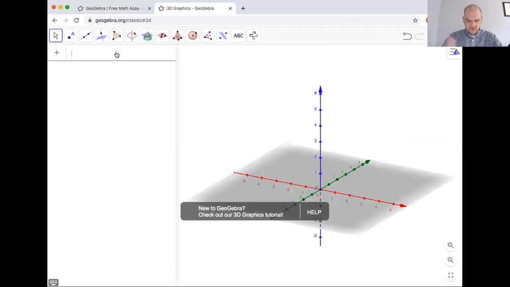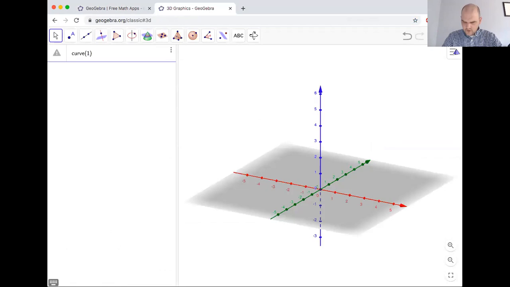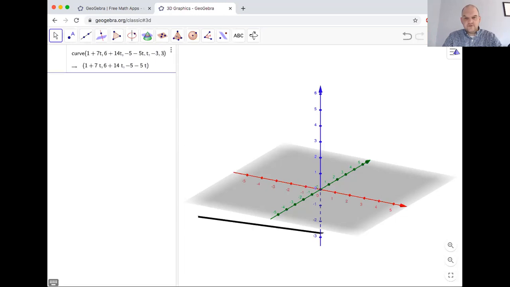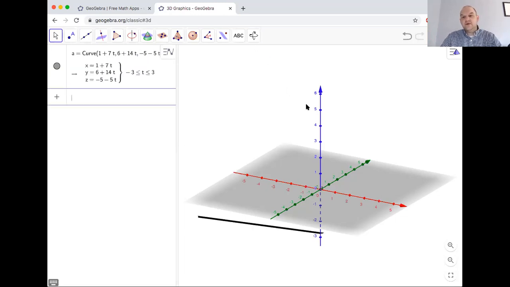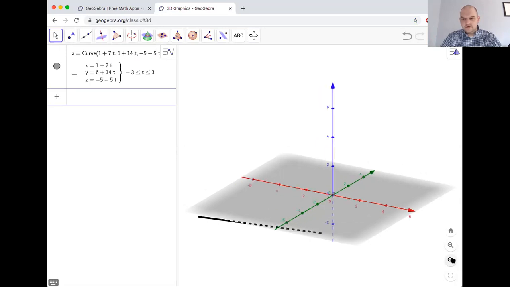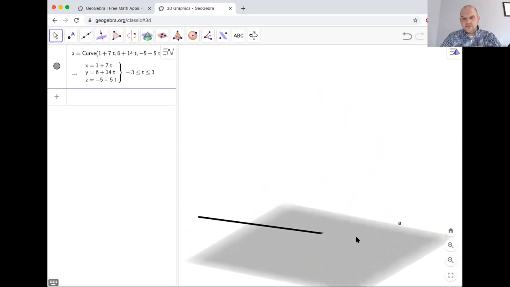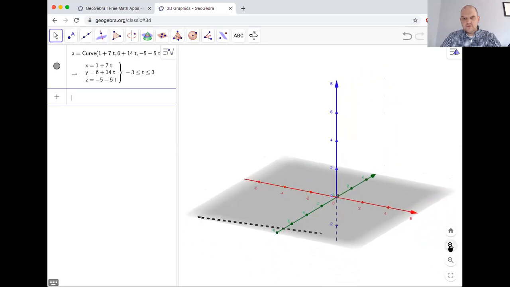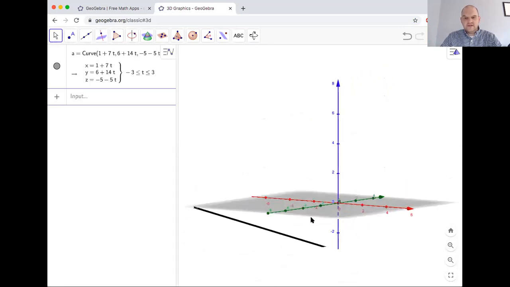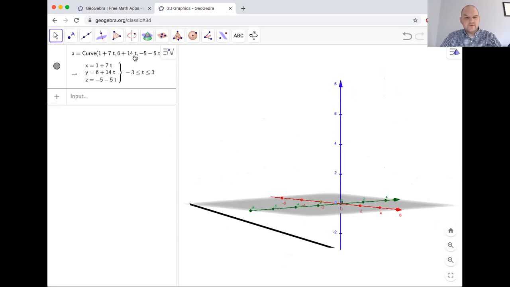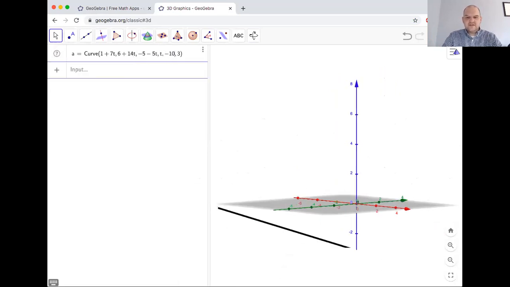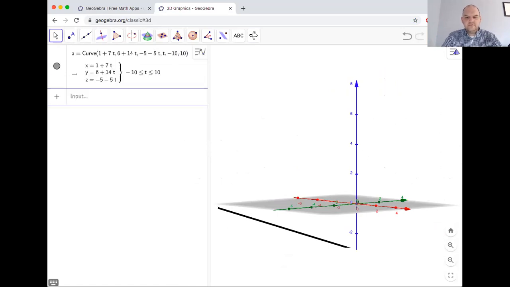Okay, so I'm going to plot the original line, so curve, 1 plus 7t, 6 plus 14t, and -5 minus 5t. T, choose your own adventure. I'm going to go -3 to 3, just so I can see it. But I can't see it, so I'm going to zoom out a bunch. Oh, way too much. Come back. So this is our line. -3 to 3 is just not doing it for me. Let's go -10 to 10. See a lot of it.